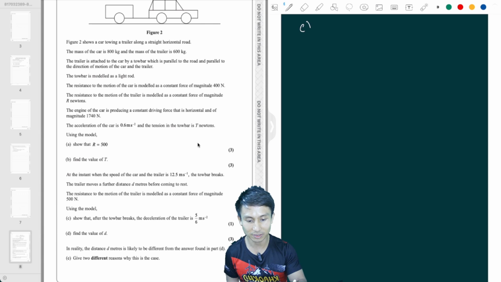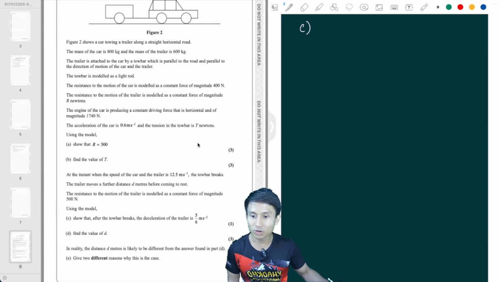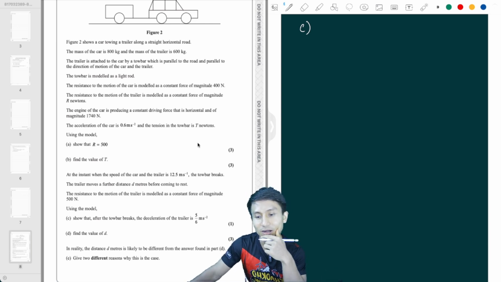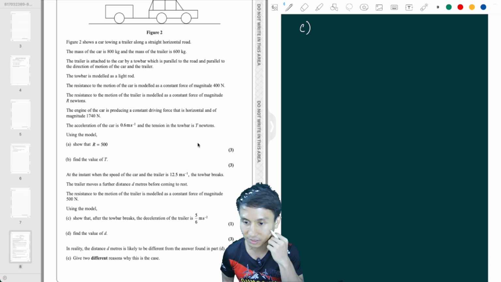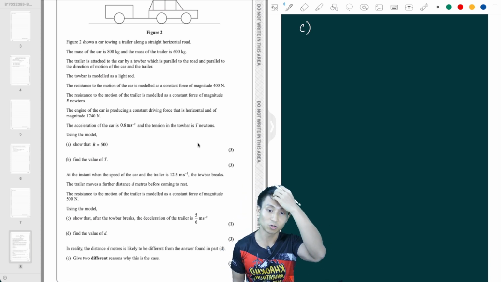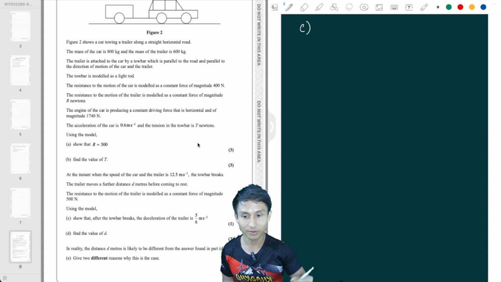Okay, so let's do part C here. Show that after the towbar breaks, the deceleration of the trailer is 5/6. At the instant when the speed of the car and the trailer is 12.5 meters per second, the towbar breaks, and the trailer moves a further distance d before coming to rest. The resistance to the motion of the trailer is modeled as a constant force of magnitude 500. That is saying that the resistance to the motion of the trailer is still the same.